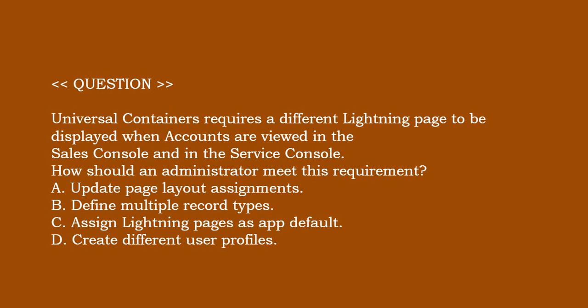Option A, update page layout assignment. Option B is define multiple record types. Option C, assign Lightning pages as app default. Option D, create different user profiles. Correct answer is option C.